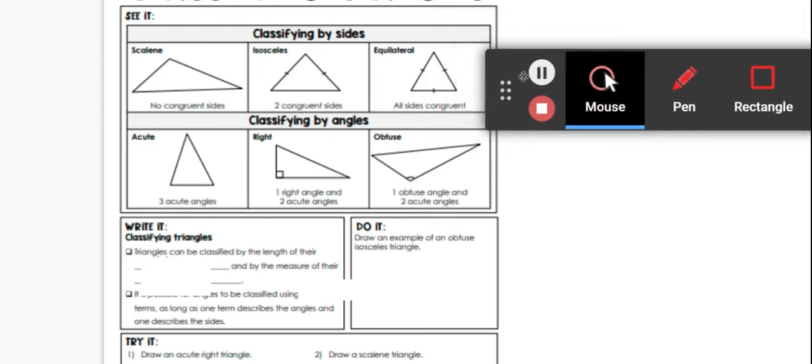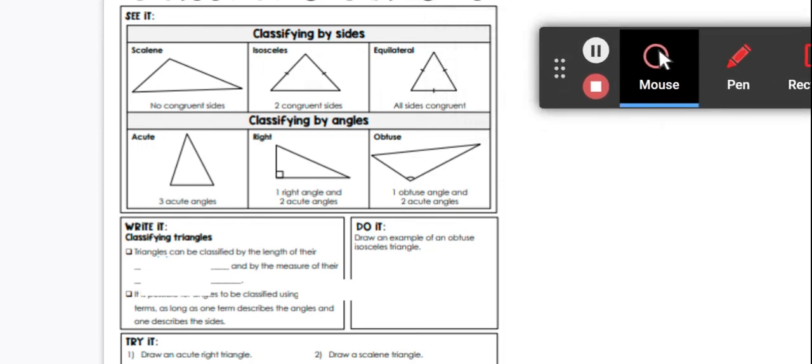All right, so we are thinking here about continuing our exploration into classifying triangles specifically. When we think about triangles, we have gone through and recognized that you can classify them, or group them, or make a statement about them based on their sides and based on their angles. You can classify triangles down here. So triangles can be classified by the length of their sides and by the measure of their angles.